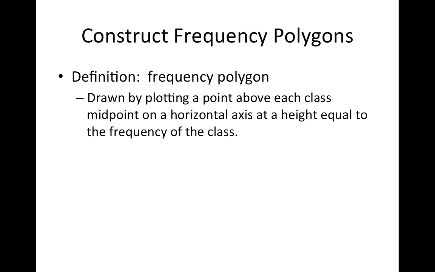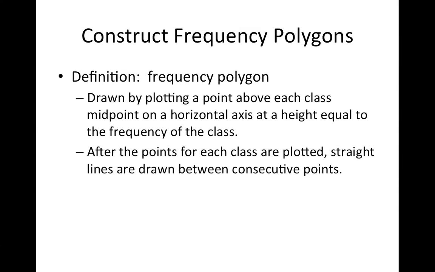So a frequency polygon is drawn by plotting a point above each class midpoint on a horizontal axis at a height that's equal to the frequency of the class. And so instead of drawing a bar chart where the bar represents the entire width of the class, we put a point above the midpoint of the class at a height that's equal to the frequency that it's representing. So it's just another way of representing frequency.